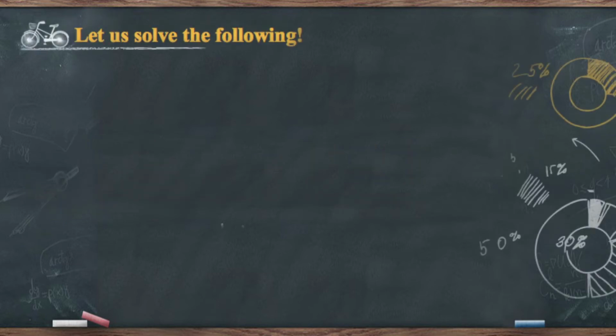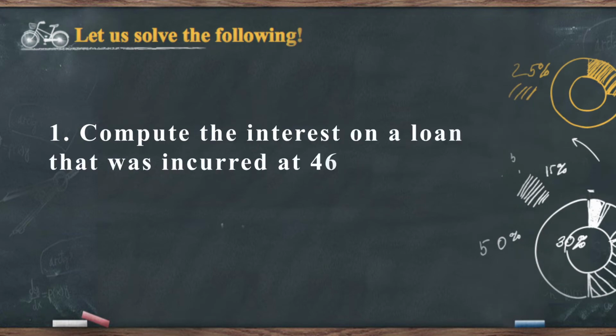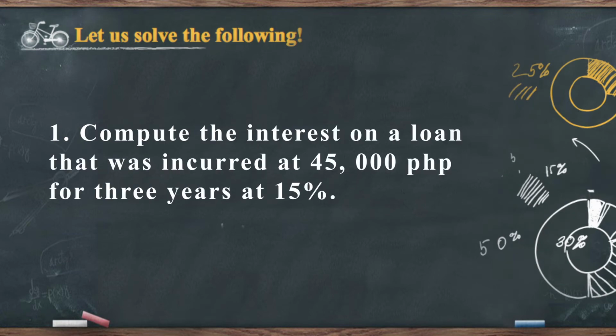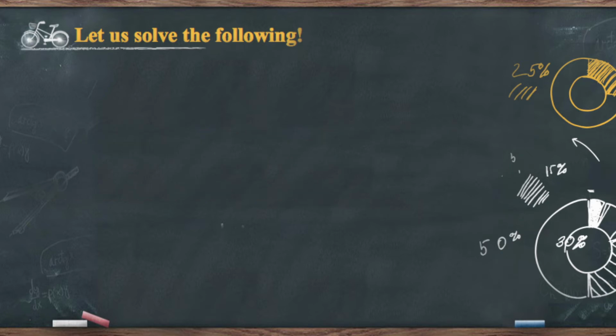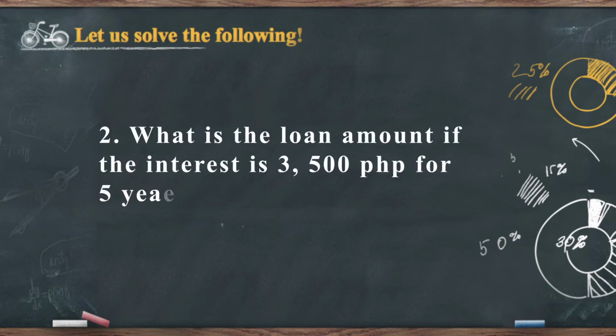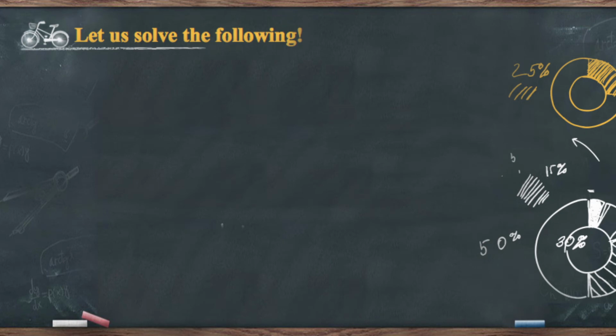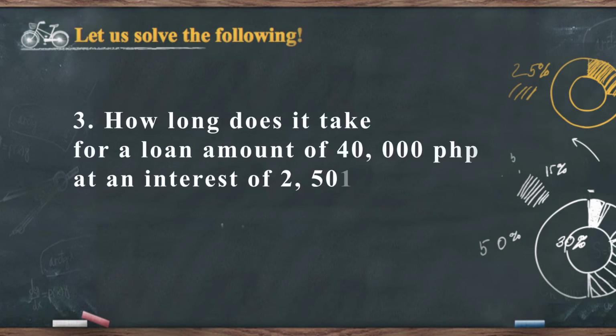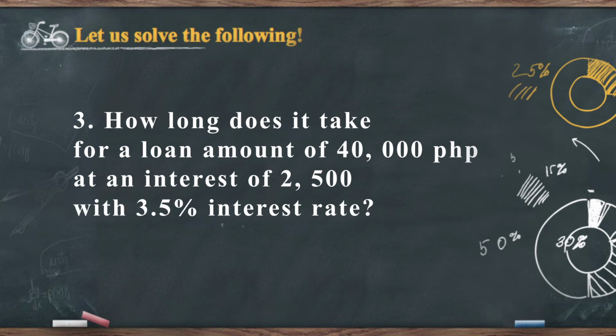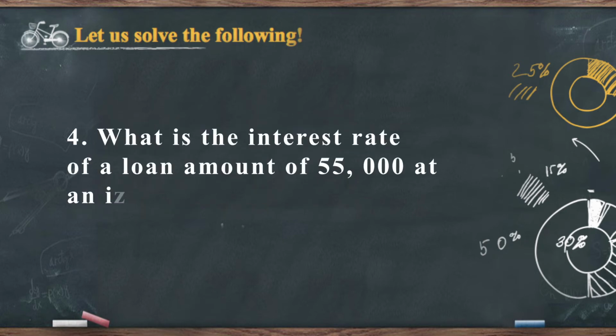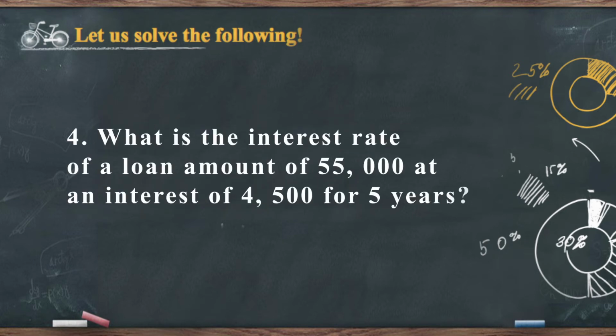Let us solve the following. 1. Compute the interest on a loan that was incurred at 45,000 pesos for 3 years at 15%. 2. What is the loan amount if the interest is 3,500 pesos for 5 years at 5% interest rate? 3. How long does it take for a loan amount of 40,000 pesos at an interest of 2,500 with 3.5% interest rate? 4. What is the interest rate of a loan amount of 55,000 at an interest of 4,500 for 5 years?